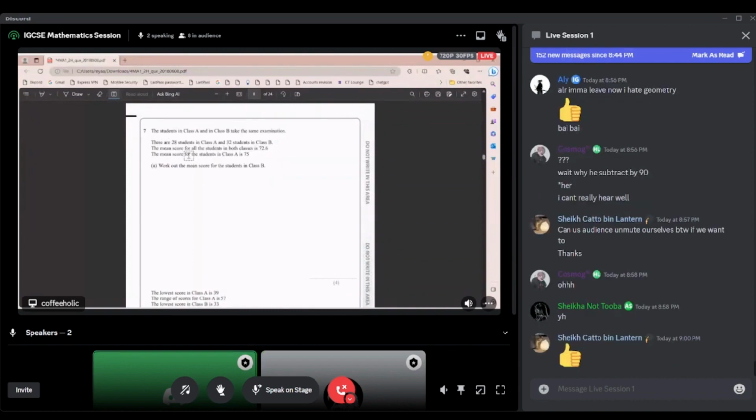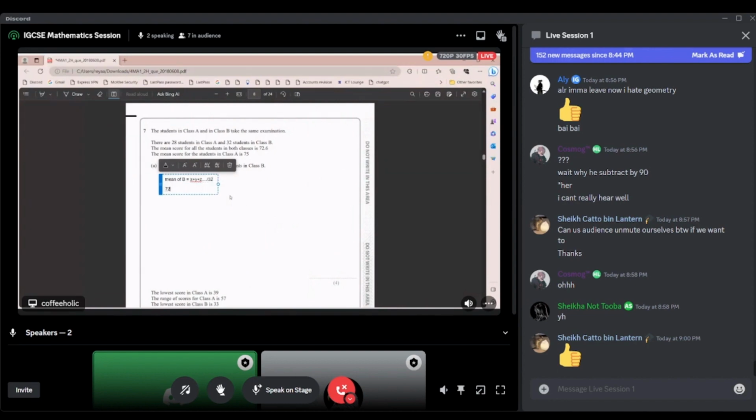So this question is a 4-marker, so it does involve a little bit more working. The way you would go about it is just go through the question. There are 28 students in class A and 32 students in class B. The mean is 72.6 for both classes and 75 for A, right? So the way you would start off is, because they've given you the mean of A, you want to try and find out the mean of B. That's the objective. That would be X plus Y plus Z, and then you just have continuous values, and you divide it by 32, which is your total number of students, right?